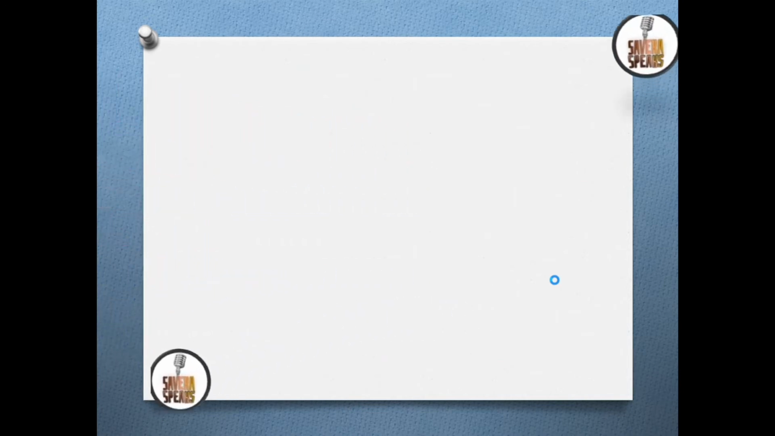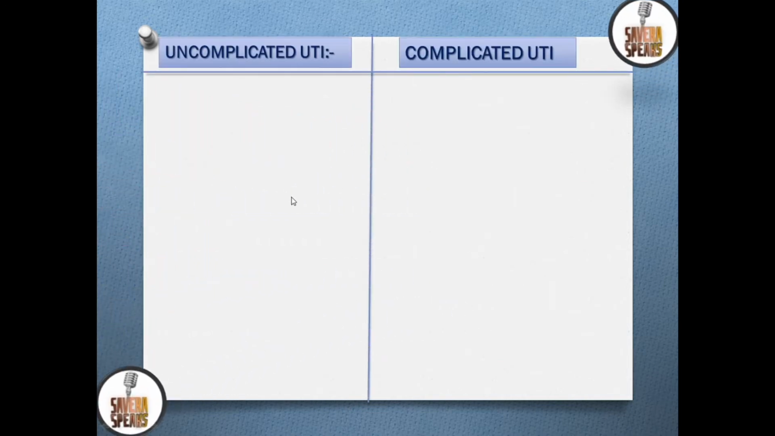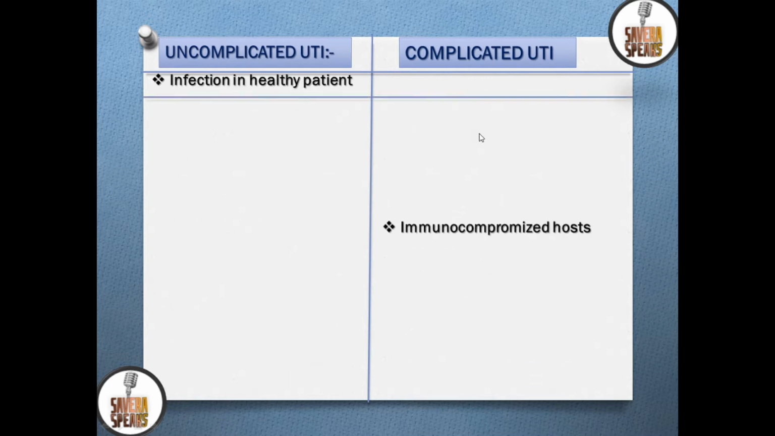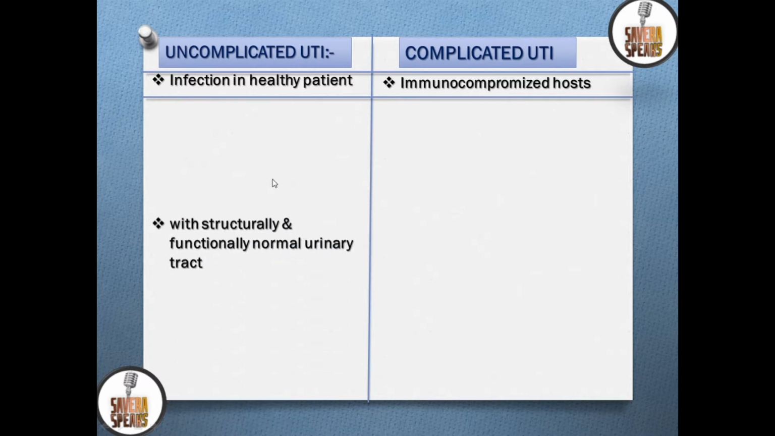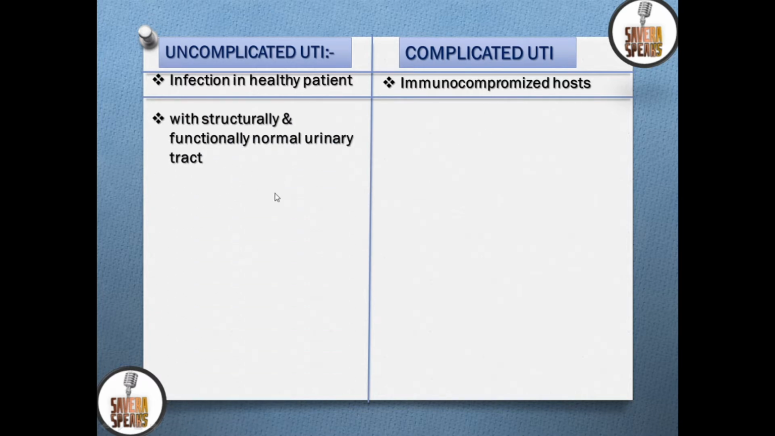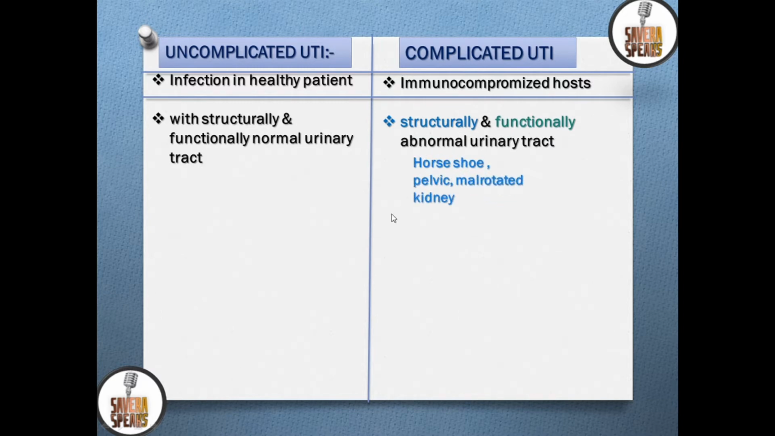Now here is a comparison between uncomplicated and complicated UTI. If the UTI occurs in a healthy patient, it is usually uncomplicated UTI, and if it occurs in an immunocompromised patient, it is complicated UTI. A patient with a structurally and functionally normal urinary tract has uncomplicated UTI, and a structurally and functionally abnormal urinary tract, such as in horseshoe kidney, pelvic or malrotated kidney, that are structurally abnormal, or where there is an obstruction, can lead to complicated UTI, or a functionally abnormal tract such as an atonic or neurogenic bladder.